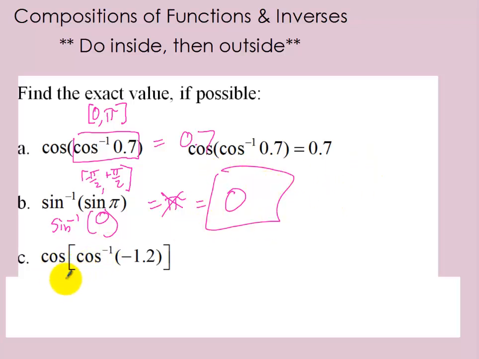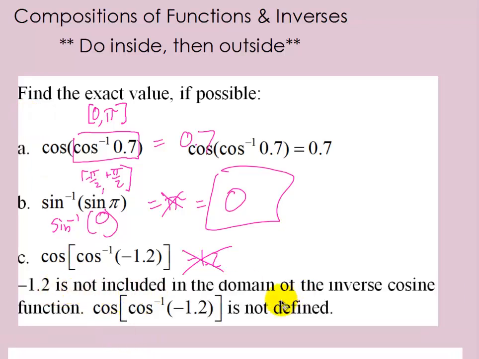So that's your answer. Now cosine and the inverse cosine, you think, okay, I could do that, it's -1.2. But that doesn't work out because -1.2 is outside of the domain. So what we actually say for this last one is -1.2 is not included in the domain, so this is undefined. You cannot find the inverse cosine of -1.2.